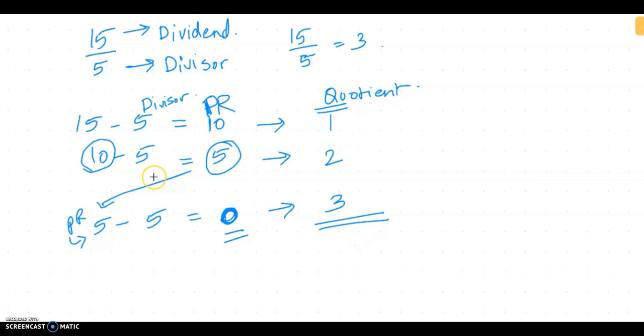In binary division, these are the steps that we will follow. What are the steps that we just read right now?